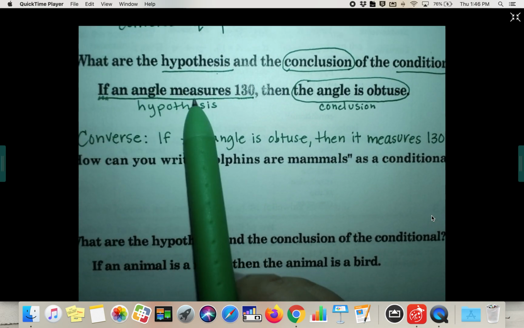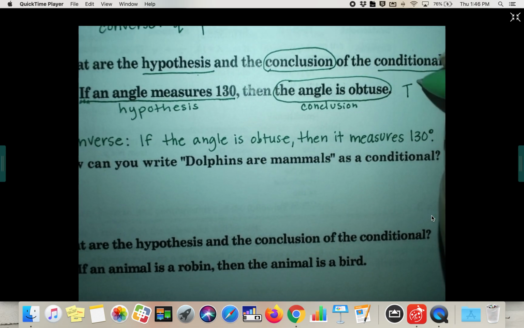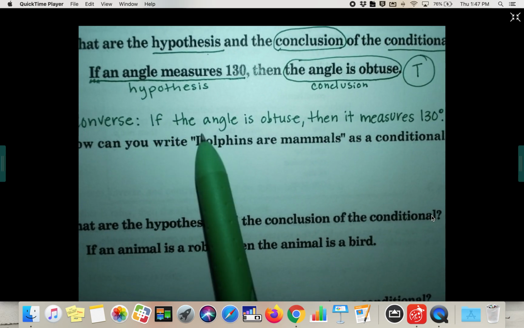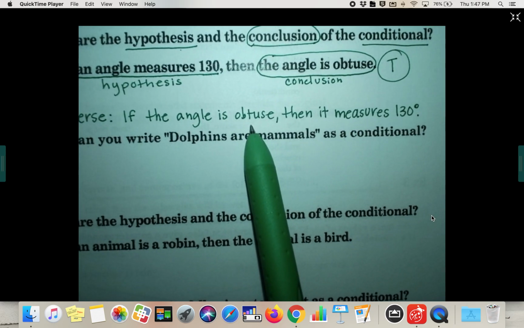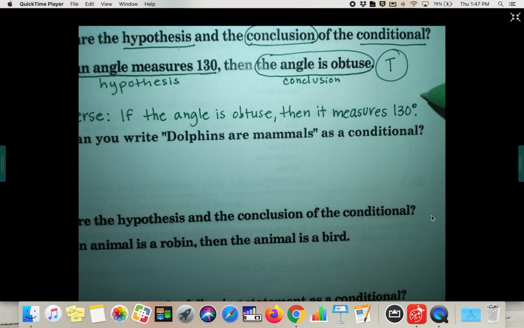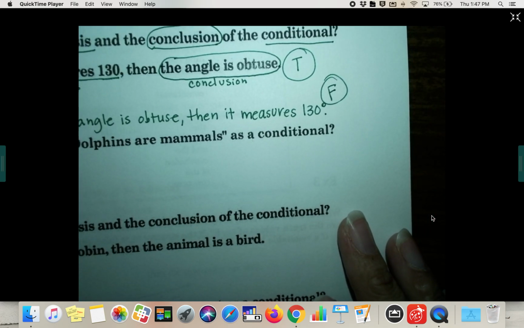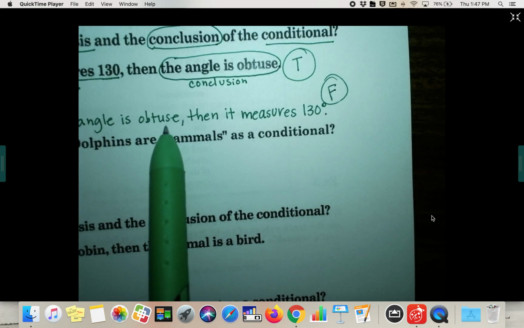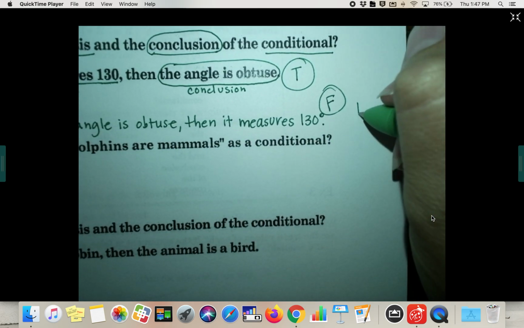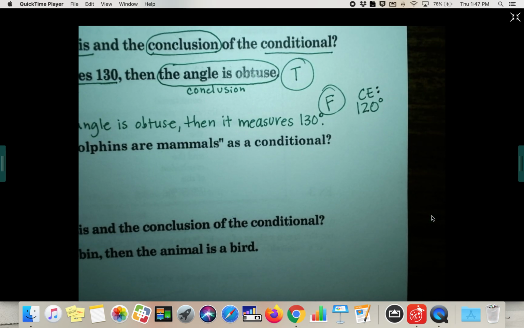Now, let's go back and say if these statements are true. Is it true that if an angle measures 130 degrees, then the angle is obtuse? That is true. What about if I flipped it and gave you the converse? If an angle is obtuse, then does it have to measure 130 degrees? That would be false. Let's use our words from the last lesson and provide a counterexample. What's another angle that is obtuse that does not measure 130 degrees? Well, it can measure 120 degrees. So this is our counterexample, 120 degrees.